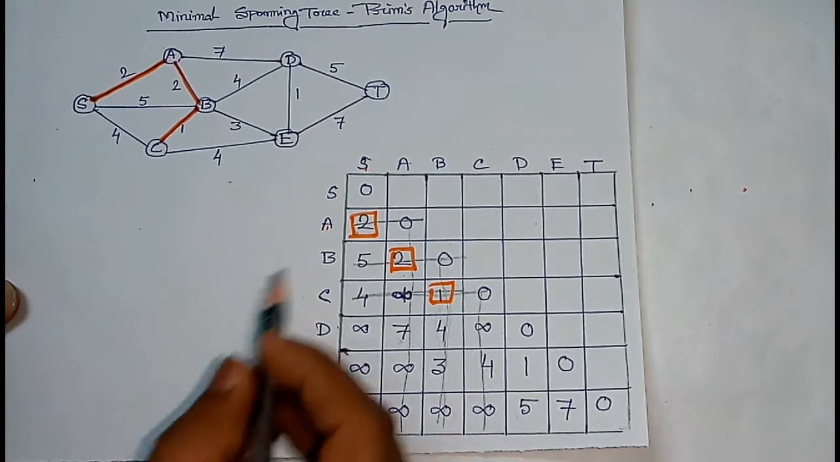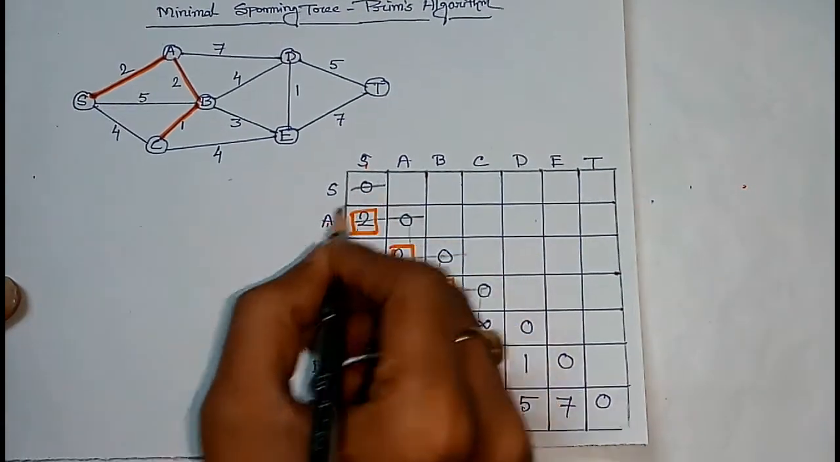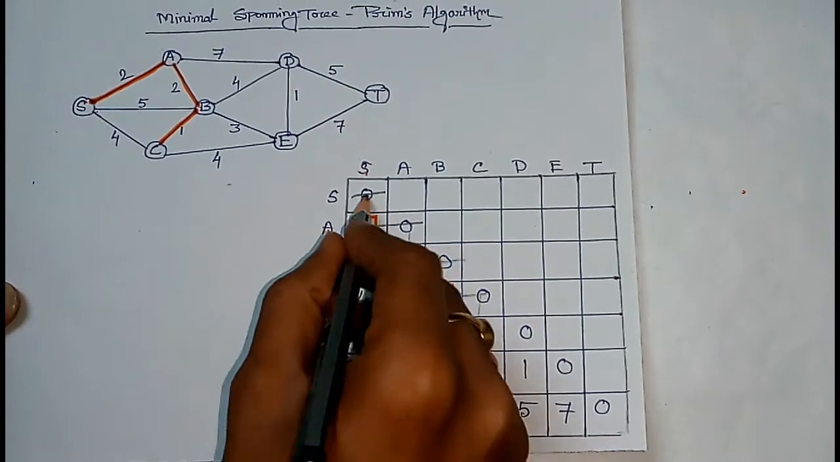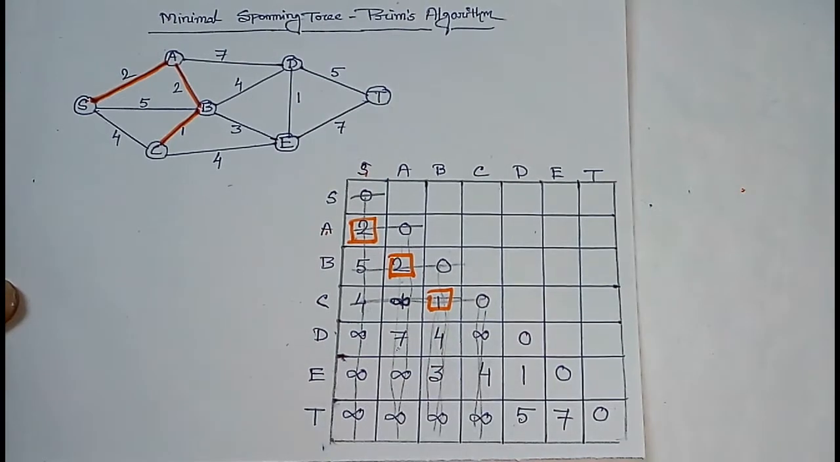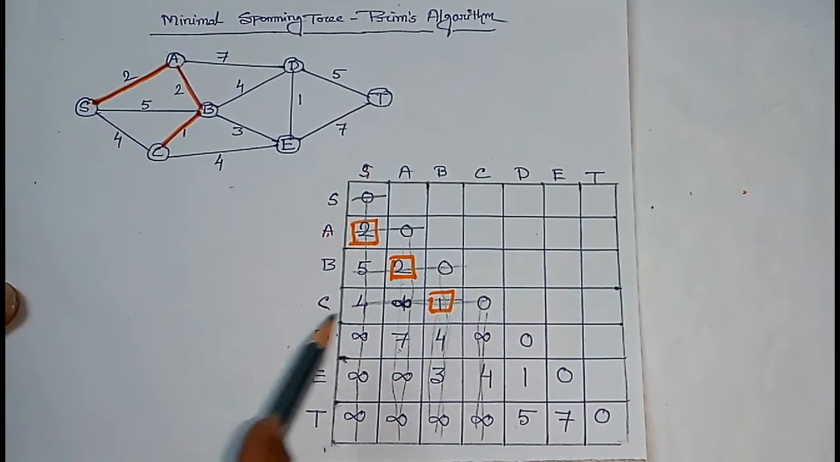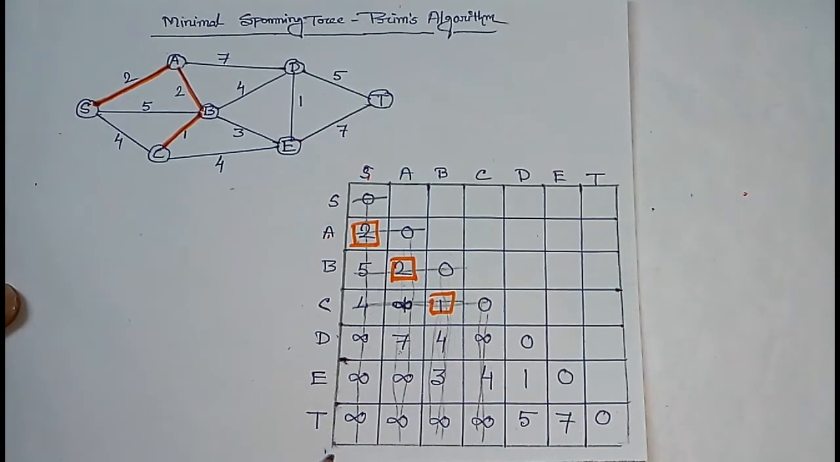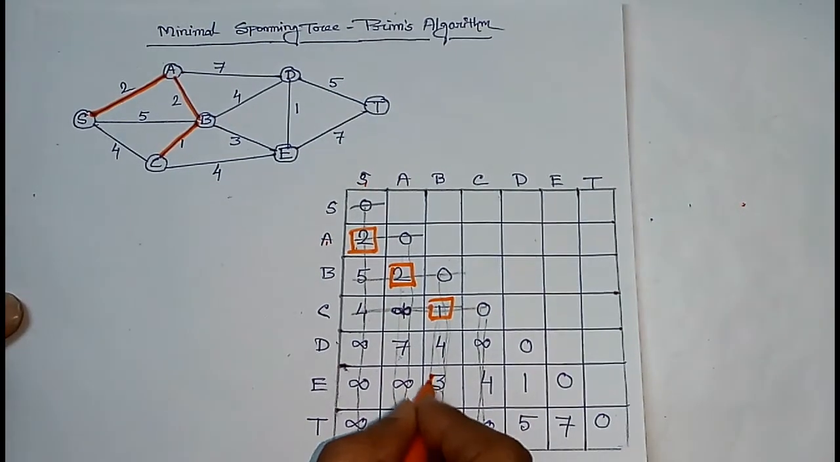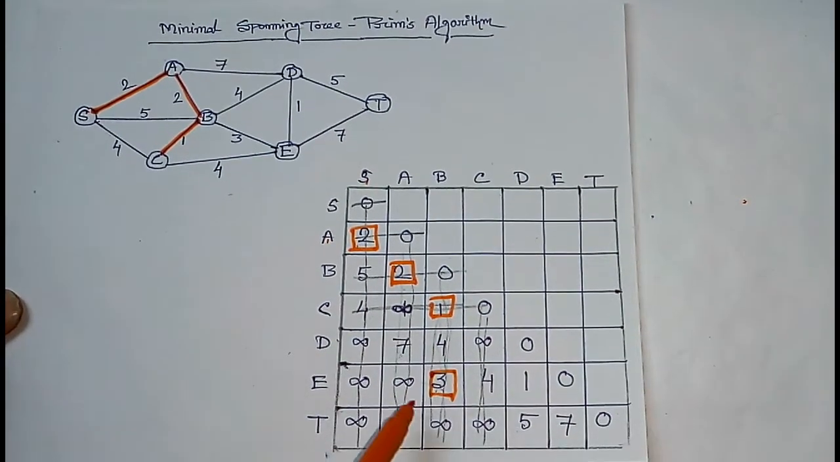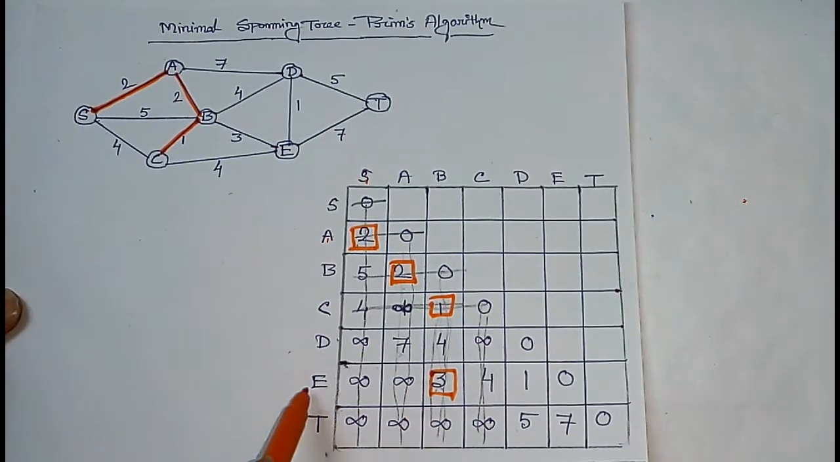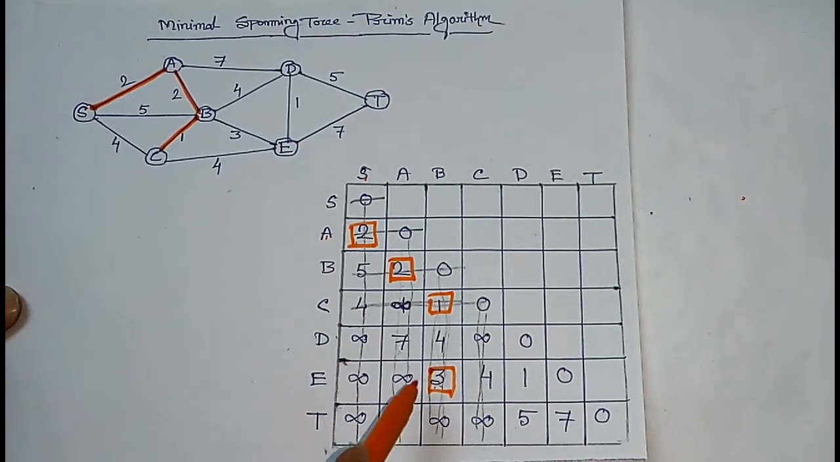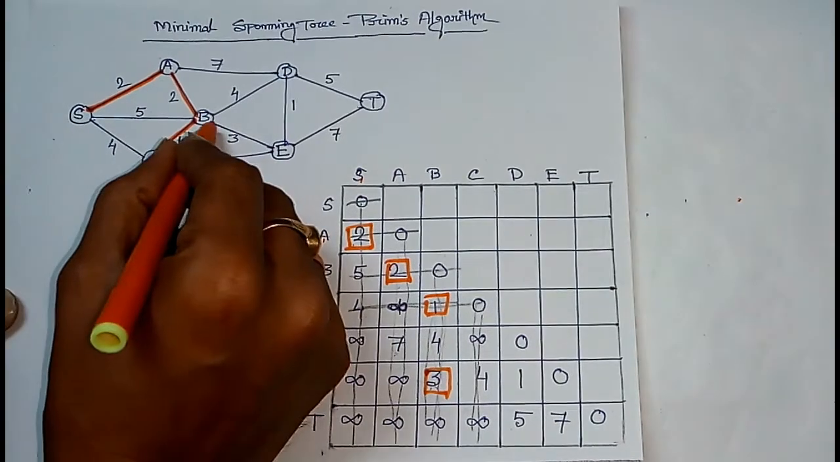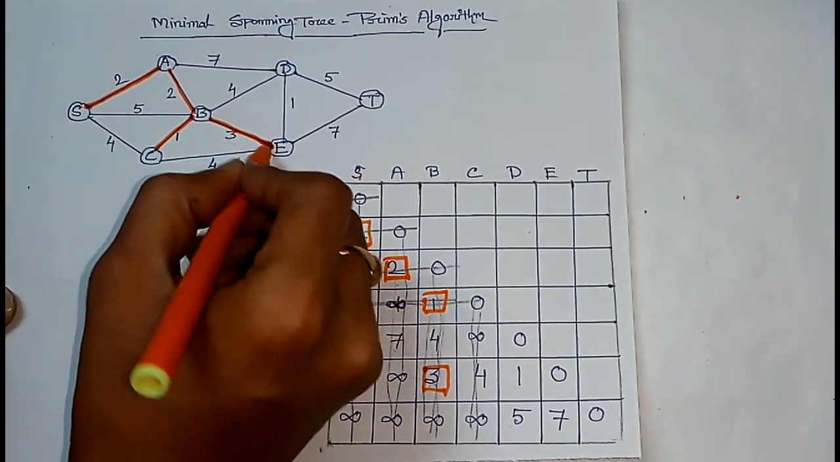That means we have to consider these 4 rows S, A, B, C, and also 4 columns S, A, B, C. So from these 4 rows and 4 columns, we find that the next minimum element is this 3. Hence, we select this 3, and this element 3 corresponds to the row of E and column of B. That means we have to add one edge between B and E. So here we are adding one edge between B and E.